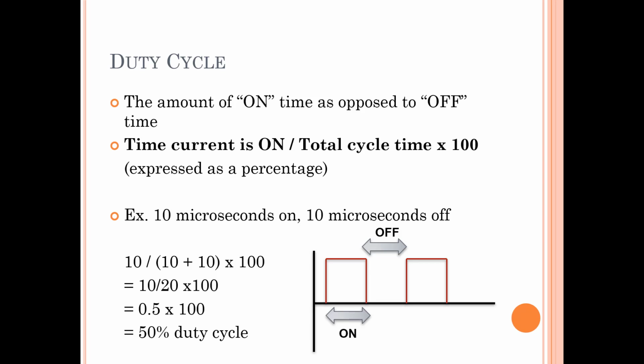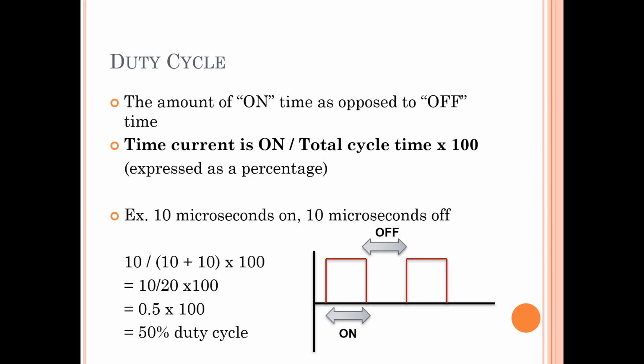duty cycle. If we work through the math, we take the 10 microseconds the machine was on and divide it by the total time: the 10 microseconds the machine was on, added to the 10 microseconds that the machine was off, which equals 20 microseconds. So on the third line of math, we see 10 divided by 20 equals 0.5, and we multiply that by 100 to get a percentage. The 0.5 times 100 equals 50% duty cycle.